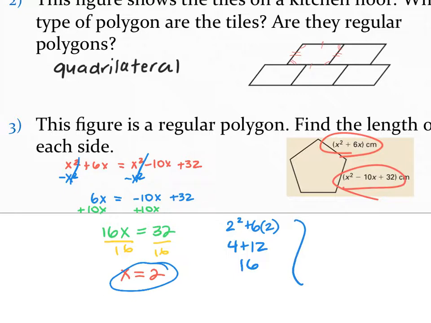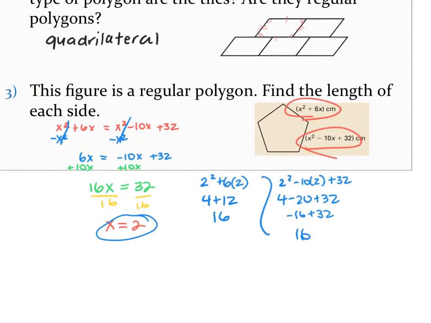So that one is 16. 2 squared minus 10 times 2 plus 32. 4 minus 20 plus 32. And I get 16. And this time I give you a length, right? It says 16 centimeters. So be careful. Don't go through checking every single one until you get to the end of your test. You want to finish your test first before you go back and start checking your answers. You don't want to be checking them and not finish, okay?